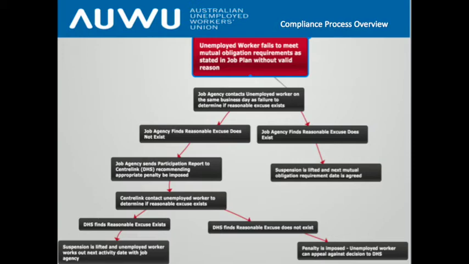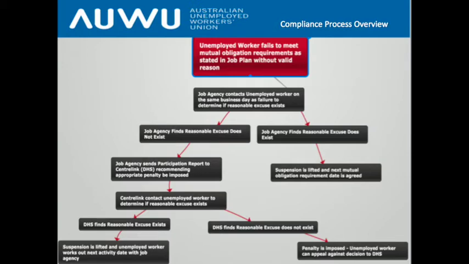So let's go back to the start of this compliance process overview. Unemployed worker fails to meet a mutual obligation requirement as stated in the job plan without calling in advance and giving a valid reason. The first step, this is how the system is meant to work, is that the job agency is required to contact the unemployed worker on the same business day as that failure occurs to determine if the unemployed worker has a reasonable excuse. Now, once the job agency has made that call, the job agency determines whether or not a reasonable excuse existed or not.